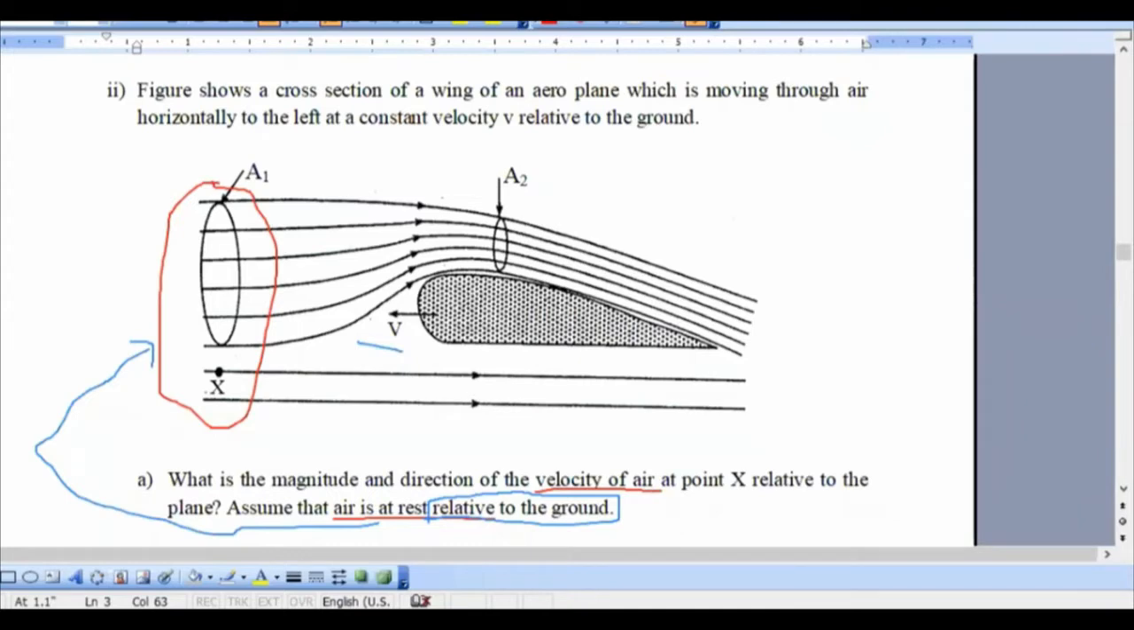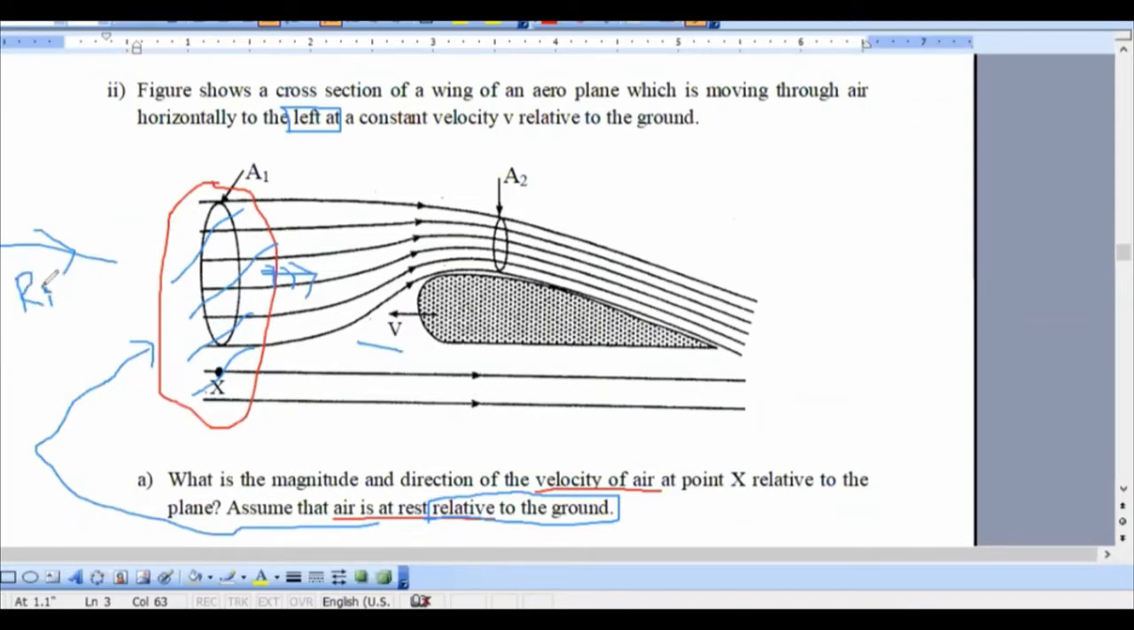Same here. Relative to the ground, air particles are at rest. But relative to the aeroplane, air particles are moving towards the aeroplane. So if you ask the pilot or a person in the aeroplane, that person will tell you that air particles are moving towards them. The aeroplane is moving to the left hand side. If you ask a person in the aeroplane, he will say that air particles are moving to the right hand side.